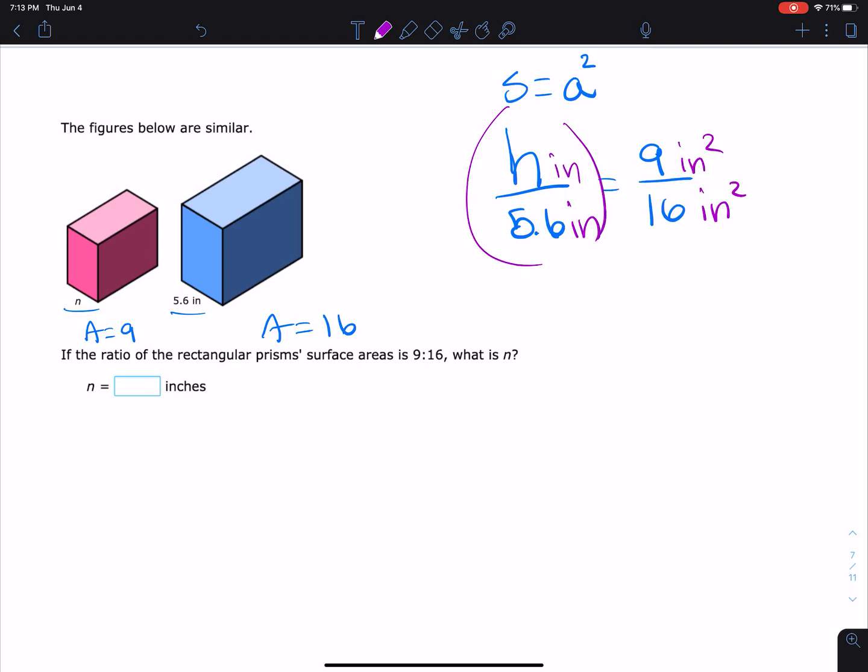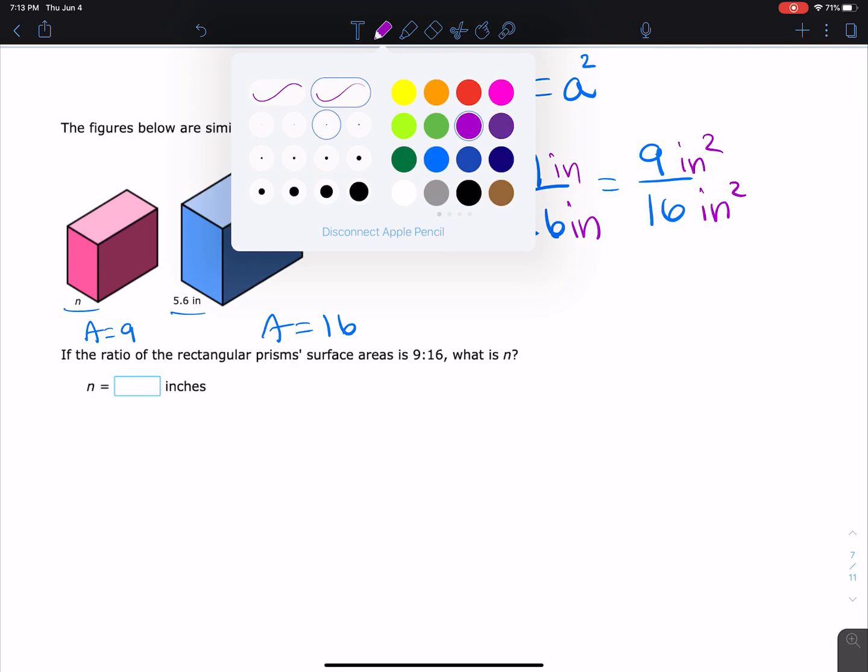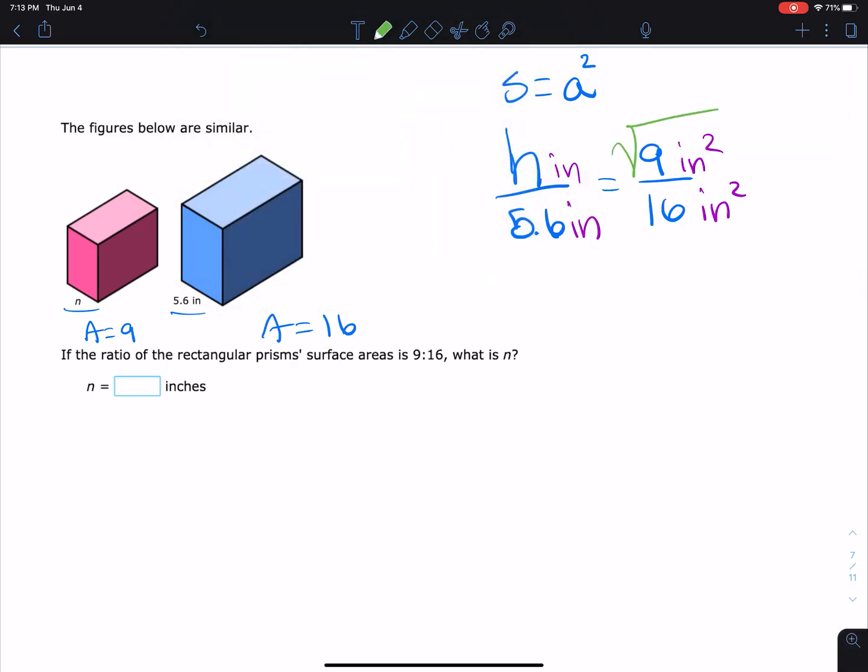I could square my left-hand side and go for it that way, and then I'd be in inches squared. Or I could square root the right-hand side. And I'm going to choose to square root the right-hand side because 9 and 16 are perfect squares. So it's going to make numbers nice and smaller. So I would have h over 5.6 equals 3 over 4, okay? It doesn't get rid of the decimal or anything. It just makes it smaller numbers.